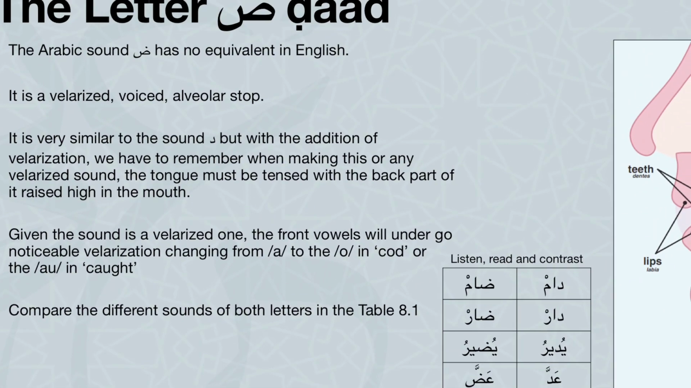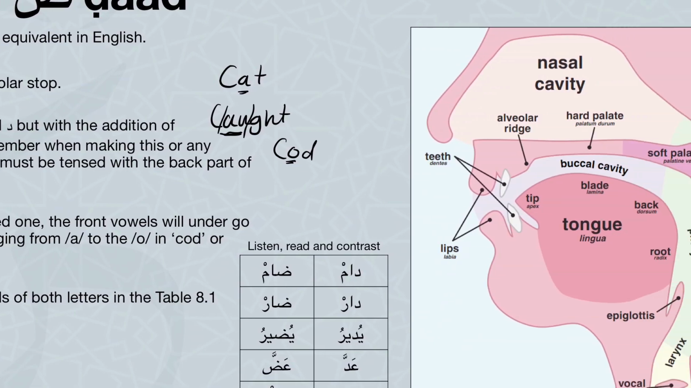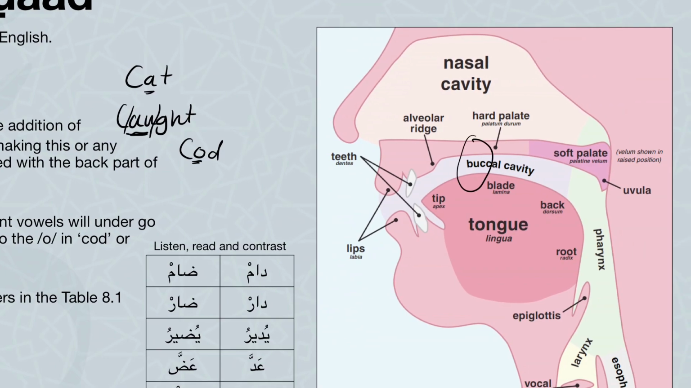Let's take the English example of the word cat, and notice how I pronounce the a here, the vowel, cat. But let's take another word and say caught. Now this construct of the au is not pronounced a, it's pronounced o. Caught, and the same can be said for the word cod. Cod, cod. So these changes are basically you velarizing the a sound. You're making the sound produced in the back of your mouth. Basically, instead of the a happening here, it is happening here.